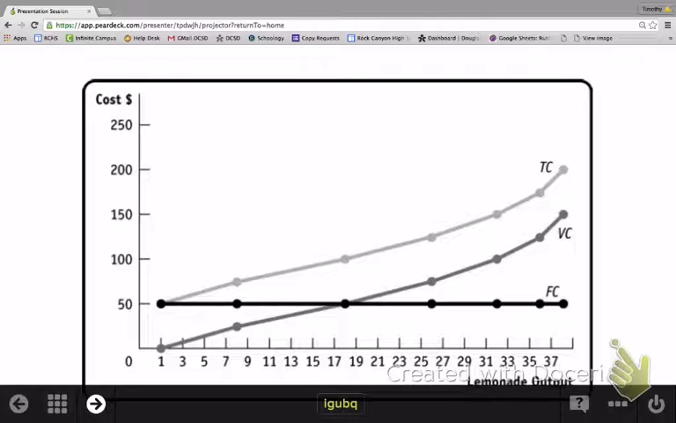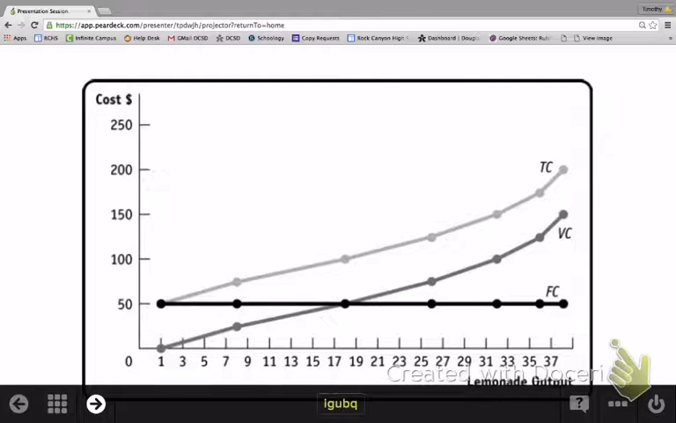Because of diminishing marginal returns. So it's flatter in the beginning when we're getting more output per worker, but as we hire more workers, the output per worker goes down, and we still pay them the same amount, so the variable cost per unit actually rises at a steeper rate.